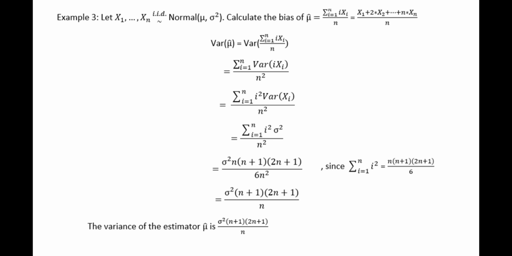In the next video, we will show that the mean squared error of an estimator can be derived from its bias and variance and see examples.